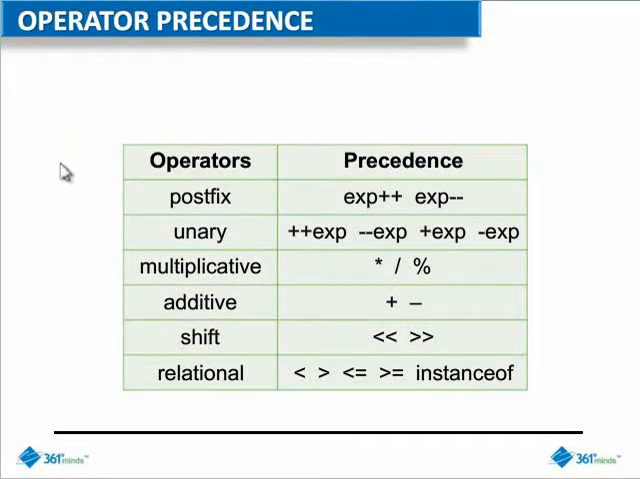These are called operator precedence. Say for example in the postfix, you have an expression and then you have the double plus, which means first the expression will be evaluated and then the double plus operation will act upon it. In other words, the unary operators like the increment and the decrement have a postfix or a prefix. Then of course you have the multiplicative symbols, and the additive symbols, the plus and minus.